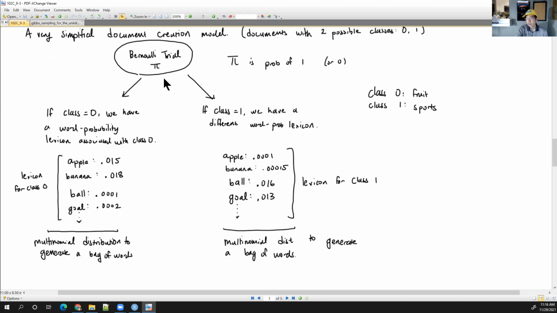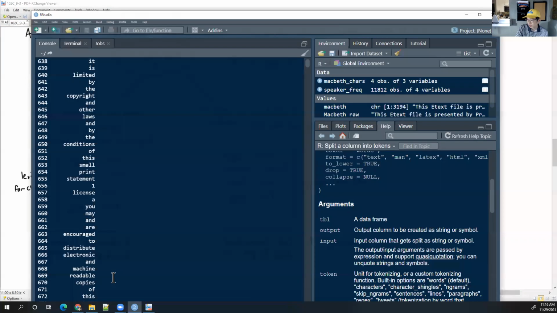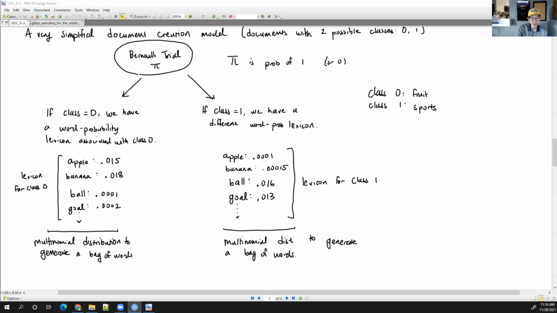And the idea is each of these classes will have a different lexicon probability distribution. So if you think back to when we were doing the deciphering, one of the elements that we had as far as the deciphering algorithm went is that we had the lexicon.